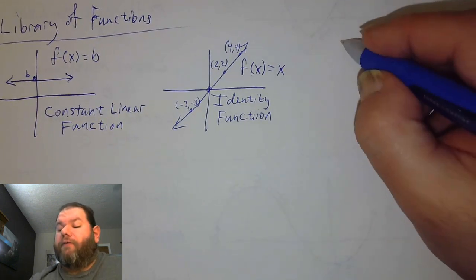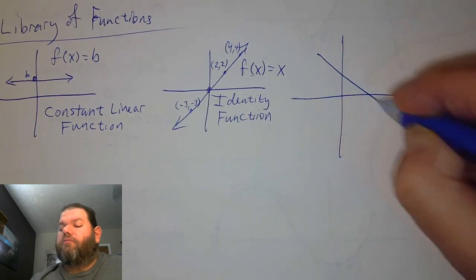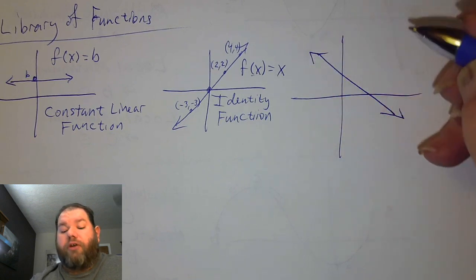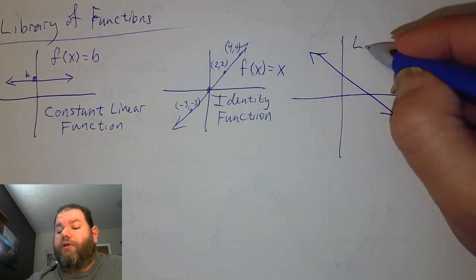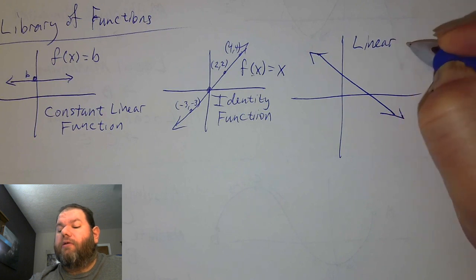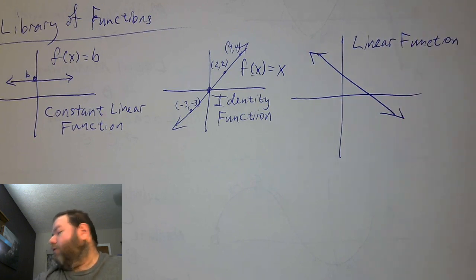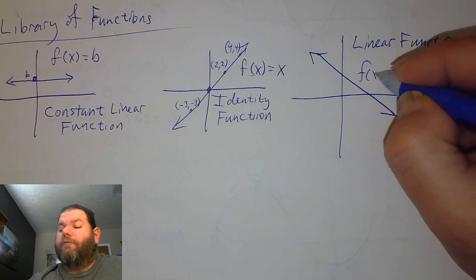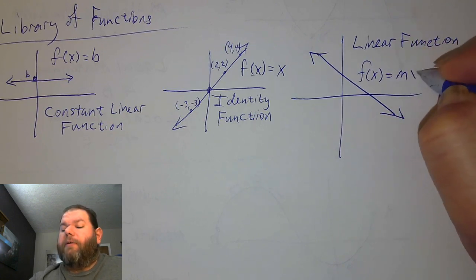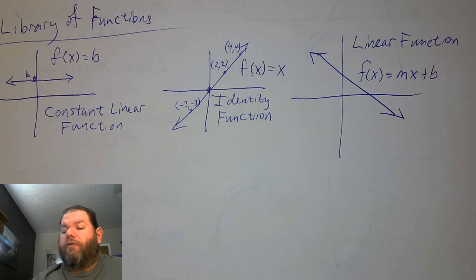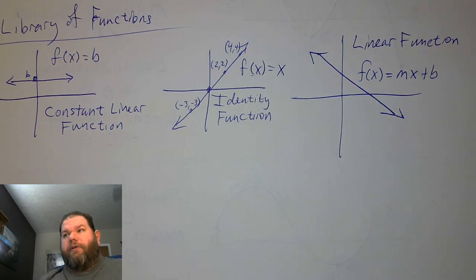We also have what we might refer to as a general linear function. In this case, f of x equals mx plus b, whatever m and b happen to turn out to be.